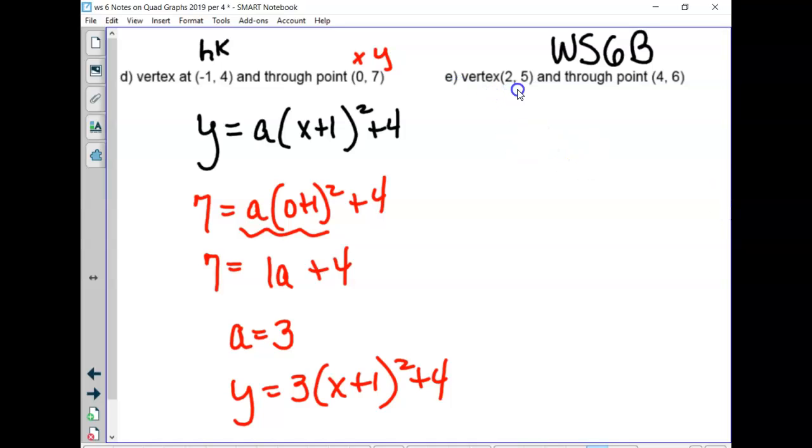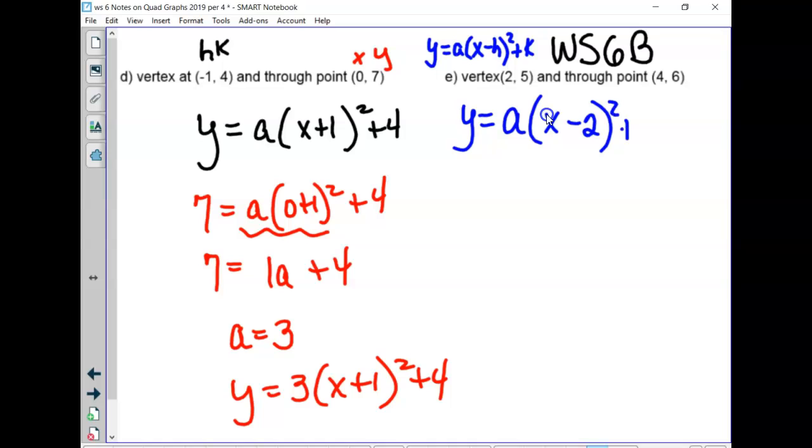The vertex is (2, 5), so remember we start with vertex form. Let me write it up here. a(x minus h) squared plus k. And we put in the 2 and the 5. So we have (x minus 2) squared plus 5. Then what do we do to find the stretch? Do you remember?